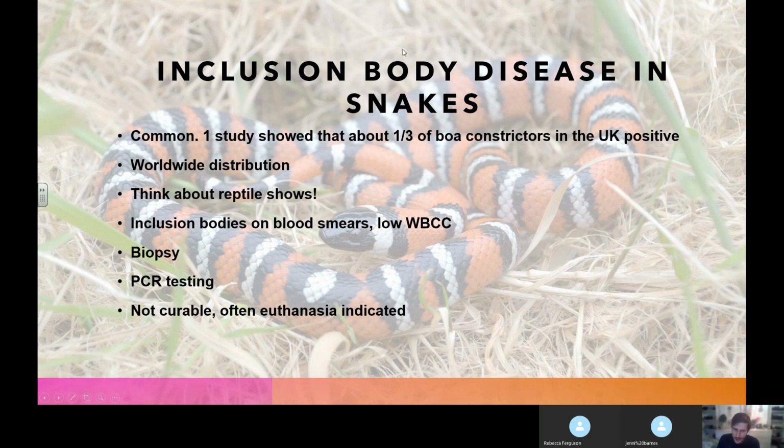Inclusion body disease is common. So there was one slightly informal study that showed about a third of boa constrictors in the UK test positive for arenavirus. It's got a worldwide distribution. We see it in pretty much all European countries. It's very common in the United States, and we see it around the world.